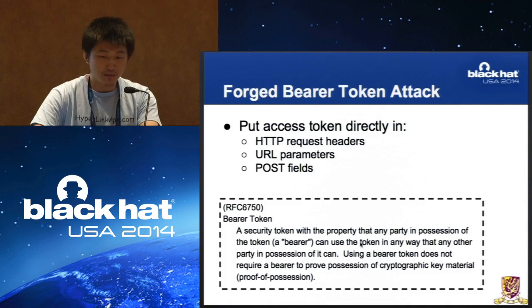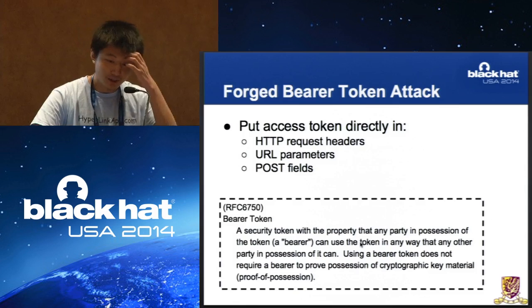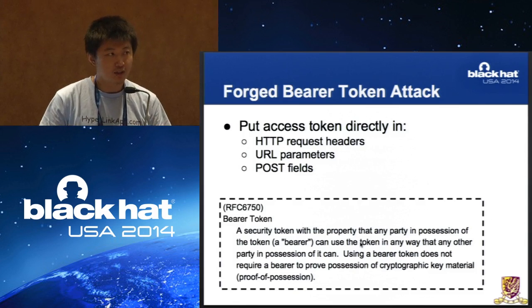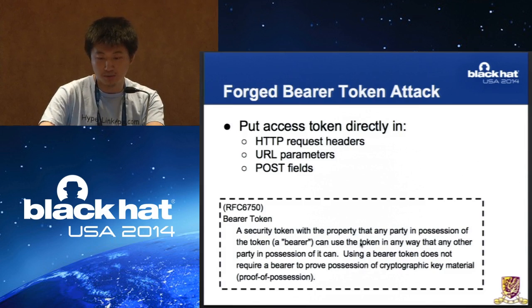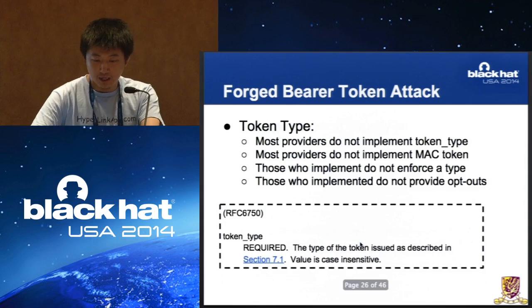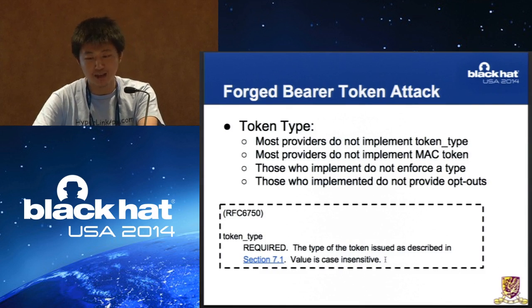Then what's the forged bearer token attack? Bearer token basically means whoever has the token has equal privilege. They don't verify anything else, they just look at the token. A token can be served with some parameters, and there is something defined in the OAuth standard, that is the token type. Actually, this is a required thing in the standard. However, most providers do not implement token type at all.